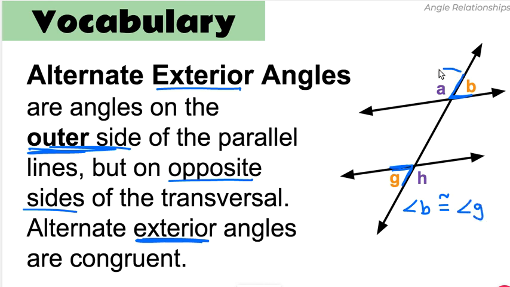Now my A is an obtuse angle, and so is H. Because they're on opposite sides of the transversal, they're both on the outside, I can say angle A is congruent to angle H. So there is a lot happening here if we look at everything.